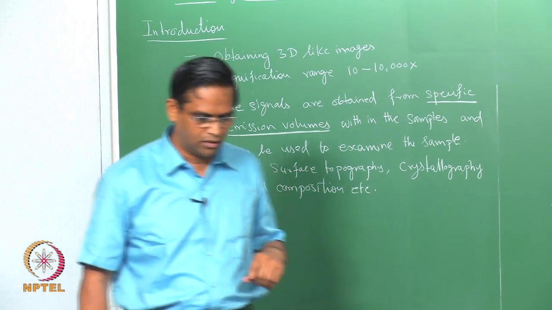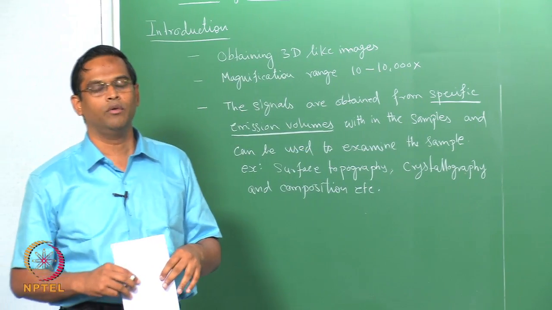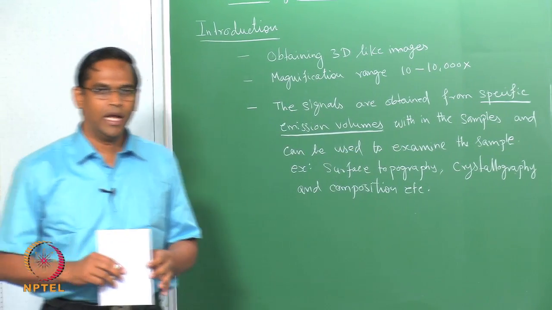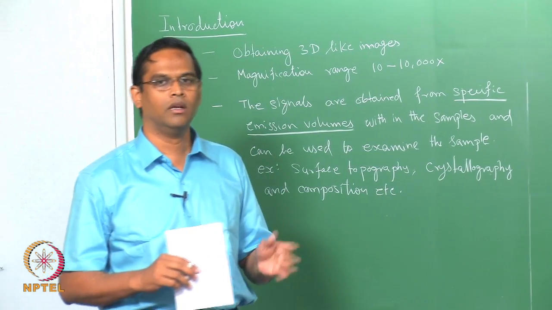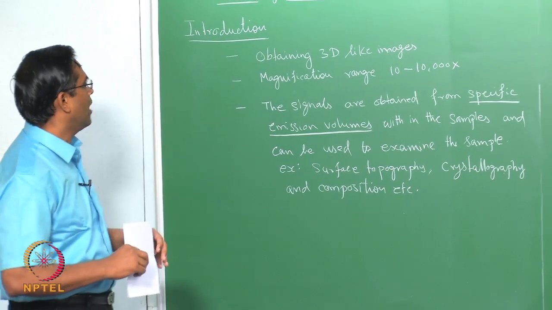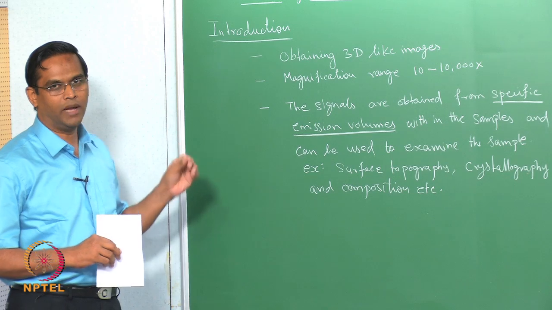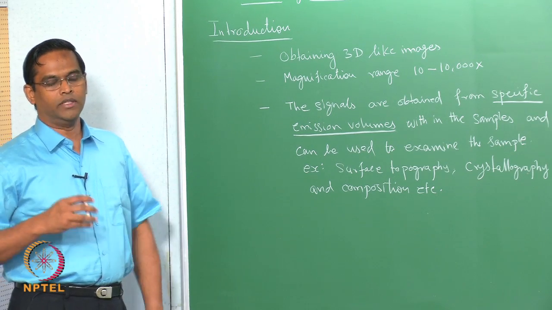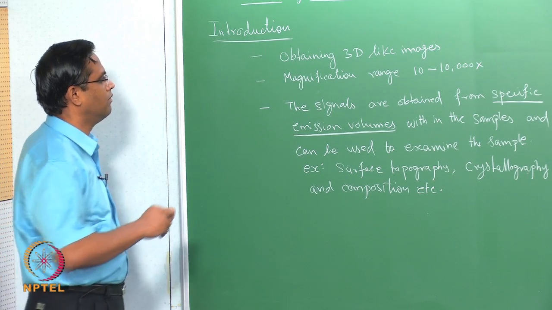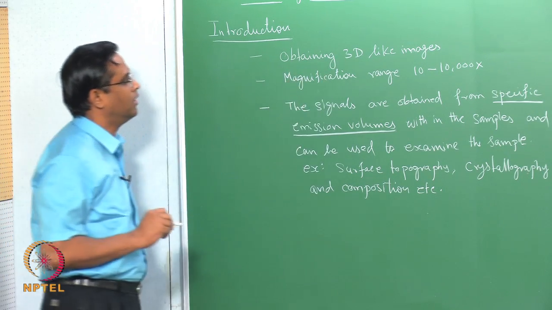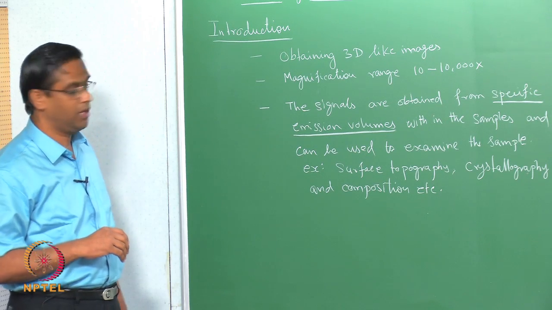In an introduction to scanning electron microscopy, we should know what its unique capabilities are. Why do we opt for a scanning electron microscopy investigation in comparison to a light optical microscopy? The primary objective is to obtain magnification with high resolution. So, in very simple terms, you can obtain microscopic details, 3D-like images.